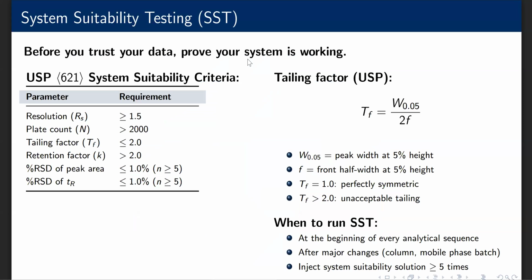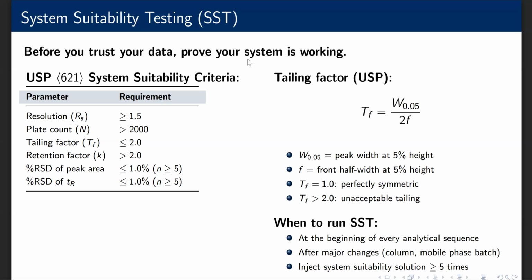System suitability test. System suitability testing is non-negotiable in regulated laboratories. Before analyzing any sample, you must demonstrate the system is performing within acceptable limits. This table lists the USP requirement for each one. Resolution must be at least 1.5 between the critical pair. Plate count must exceed 2,000. Modern columns typically give 10,000 to 50,000, so this is rarely a limiting factor. And the tailing factor must be 2.0 or less.